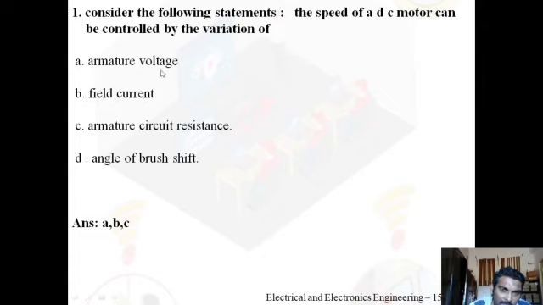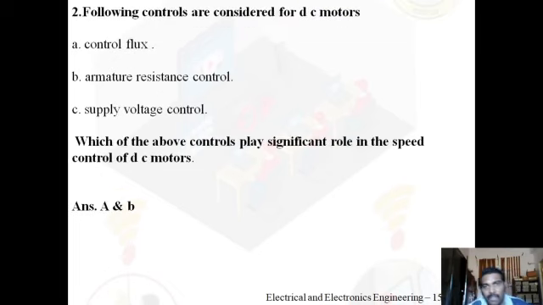How is armature voltage varied? By variation of armature circuit resistance. So A and C are the same. If you vary the field current, the flux production varies. As the flux varies, the speed can be varied. Therefore, if you observe the options, you can consider all three methods A, B, C; you can vary the speed of a DC motor.